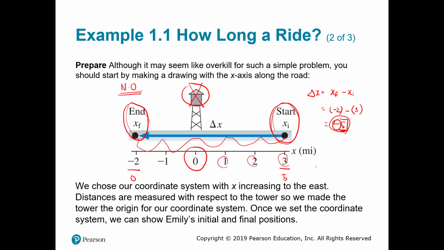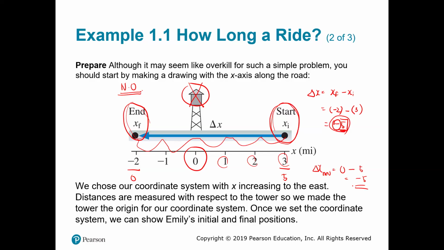So we can check it. What is the new displacement, delta x? Final is 0, initial is 5. So you still have minus 5. The physical meaning of the displacement is still the same: Emily is moving 5 miles to the left. It really doesn't matter wherever you choose as your reference.